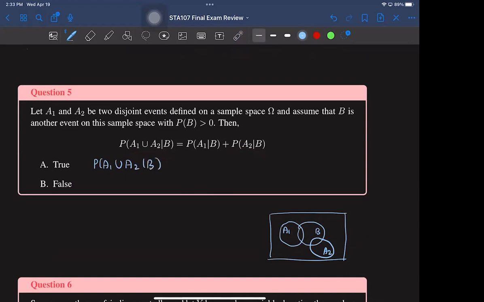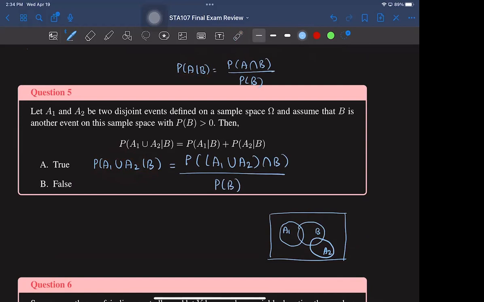So this is conditional probability, right? I just use the formula for conditional probability. I have probability of A given B equal to probability of the intersection divided by probability of B. Here, this whole chunk represents A and B is still B. So I have probability of A1 union A2 and B, divided by probability of B.